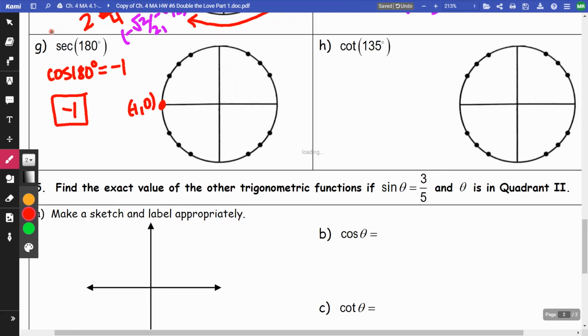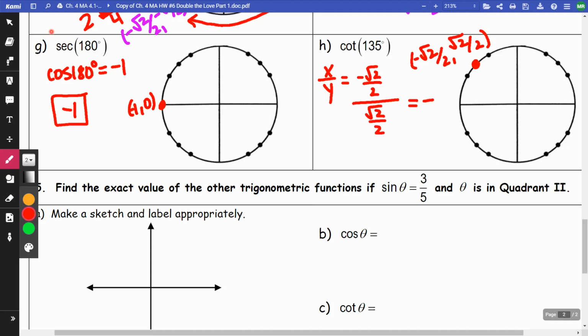For cotangent of 135, that's going to be right here. And that is a negative root 2 halves, comma, root 2 halves. Cotangent is going to be x over y. And I'm going to have a negative root 2 over 2 over a root 2 over 2. And that's really just a negative 1.